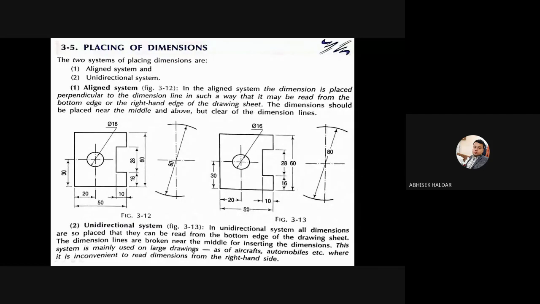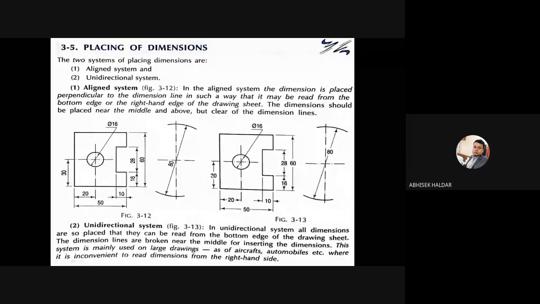Okay, so I personally think this aligned system is much easier compared to the unidirectional system. But again, it is up to you. If you are following the aligned system, throughout the drawing you have to follow the aligned system. And in unidirectional, you can see here there will be no rule like writing it above the line, but this value should be written at the middle. Okay, like this. If you can do that, you can go for the unidirectional system.